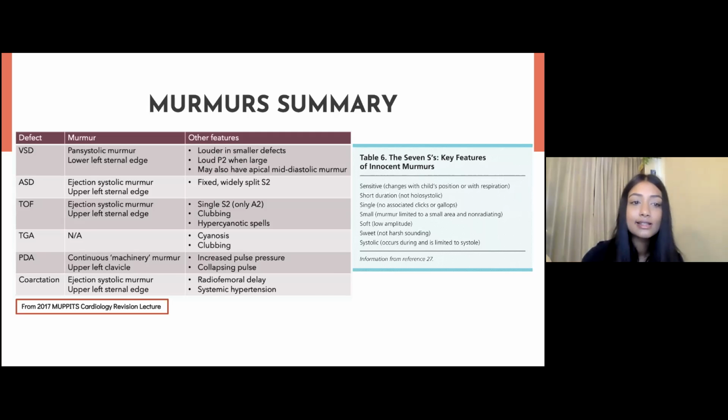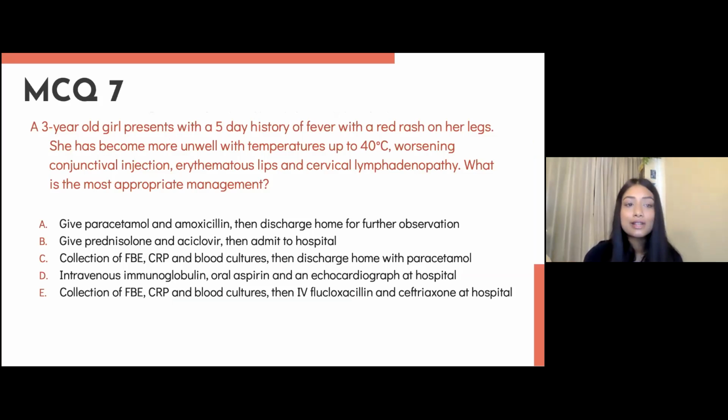Okay, so we'll move on now to another question. There's a 3-year-old girl who presents with a 5-day history of fever with a red rash on her legs. She has become more unwell with temperatures up to 40 degrees, worsening conjunctival injection, erythematous lips, and cervical lymphadenopathy. What is the most appropriate management?